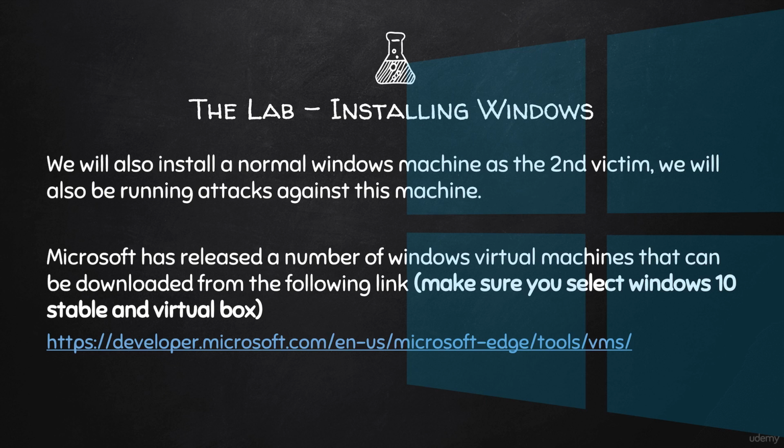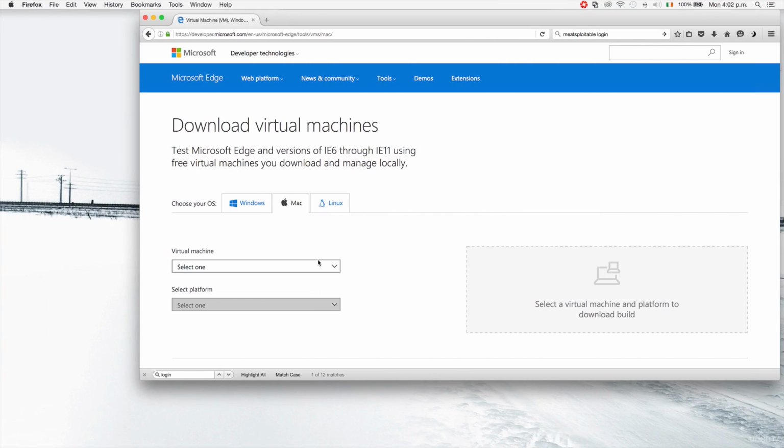These are free and you're allowed to download them, and we're downloading them from Microsoft's website. So you need to go into this link to download it. As you can see here, this is the same link. So make sure you select what host operating system you have. If you have Windows, you click on the Windows tab. If you have Mac, on the Mac, and if you have Linux, on the Linux. I have a Mac, so I clicked on the Mac tab.